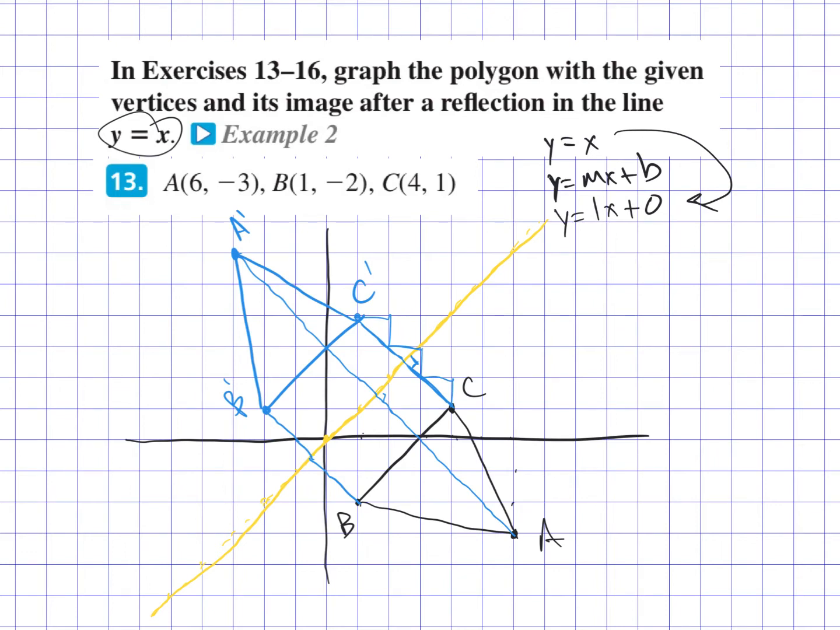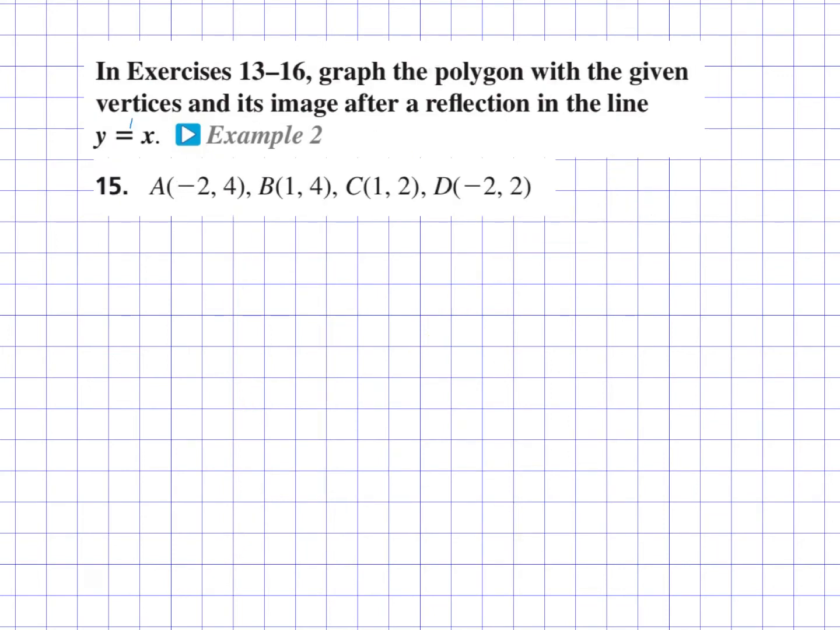And then you can get rid of some of this other stuff. Okay, so magically it all disappears. That's what it looks like after you flip it over y equals x. All right, now again, we're going to flip it over y equals x again. Let's plot this quadrilateral.